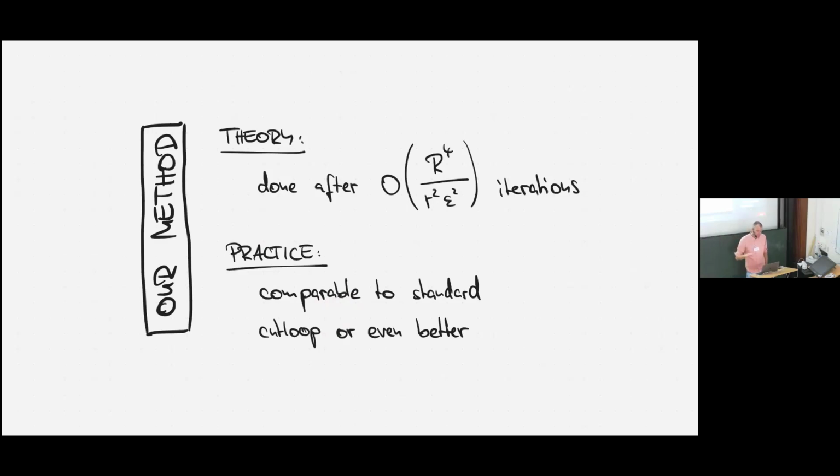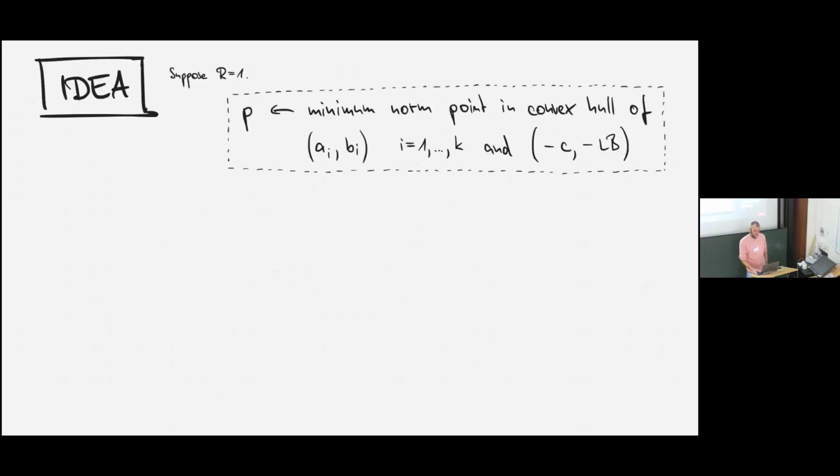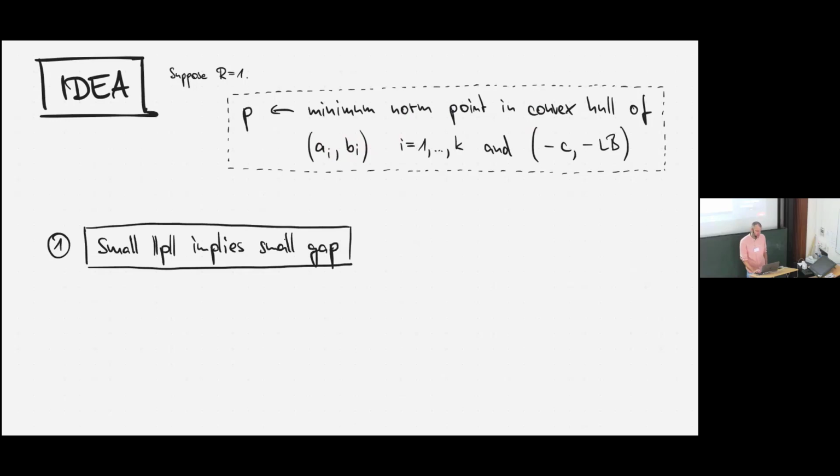Good. But before we go to the computational results, let's go to what is the idea behind this. So why does it work? It's pretty simple. Maybe for the analysis, let's say that capital R is 1. Then we really want to compute a point of small norm in the convex hull of these nice vectors. Now the first claim that I make is that if you really have found a point of small norm in that convex hull, this really means that your gap is small. And then maybe you already have an intuition why this is the case.